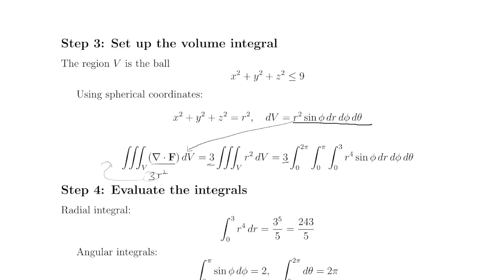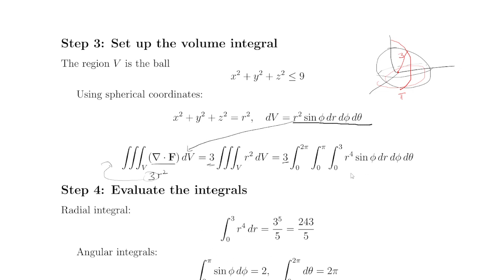Because we're looking at a sphere with radius 3, the radius is going to go from 0 to 3. Phi is going to go from 0 to pi. And then theta is going from 0 to 2 pi. And the reason is because the center here is at the origin, and obviously the radius is 3. Phi is the angle that we make from the positive z-axis, so that's from 0 to pi. And then in the xy plane, we're looking at the whole circle in the xy plane. So that's why it's 0 to 2 pi.